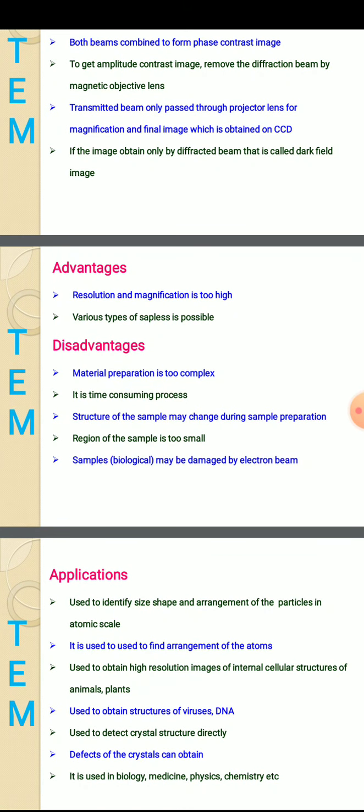Disadvantages: the preparation of material is difficult and the duration of the process is long. Then the structure may change during sample preparation, and it may be damaged by the electron beam.